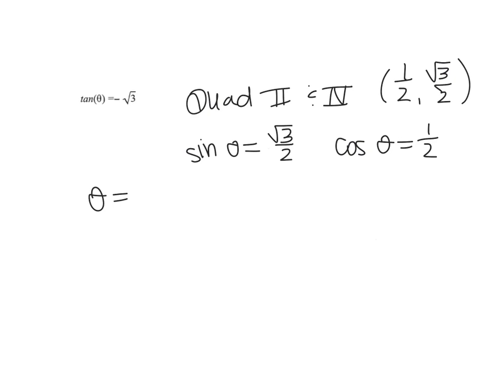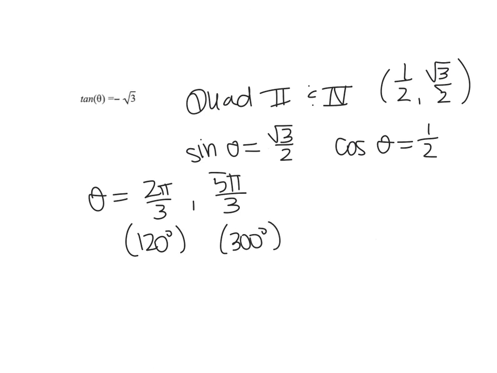And in quadrant 2, that's going to be at 2 pi over 3, which is 120 degrees. And in quadrant 4, that's the angle 5 pi over 3, which is 300 degrees. So tangent's probably the hardest one to solve for because you have to think about the division when you simplify.